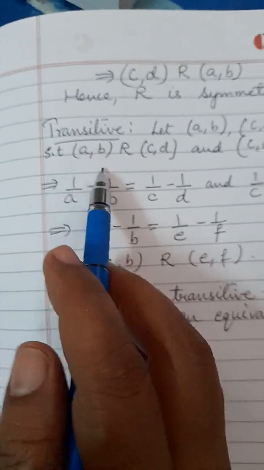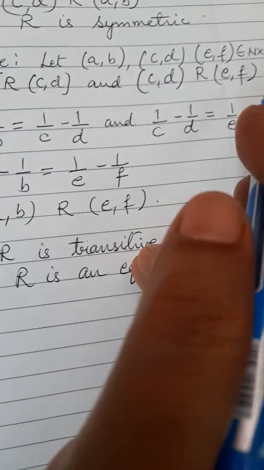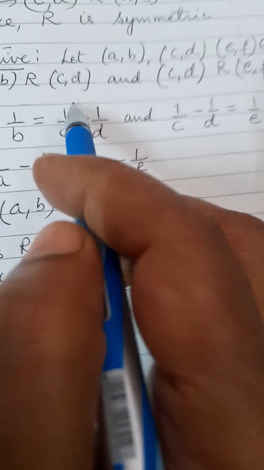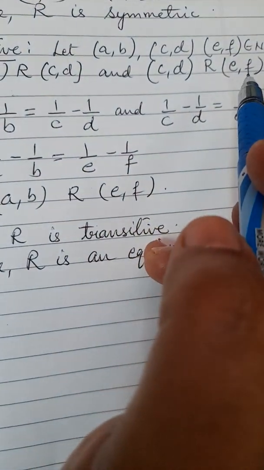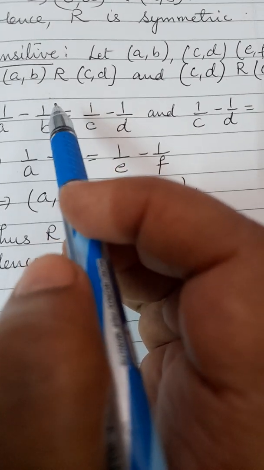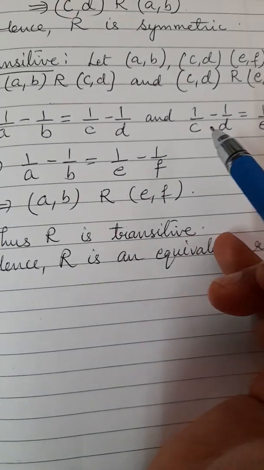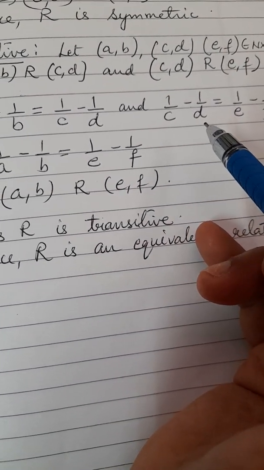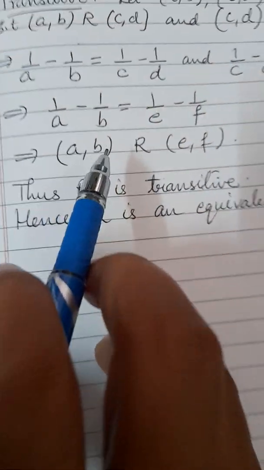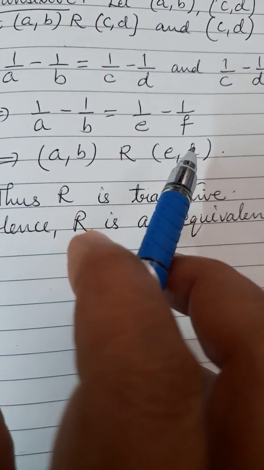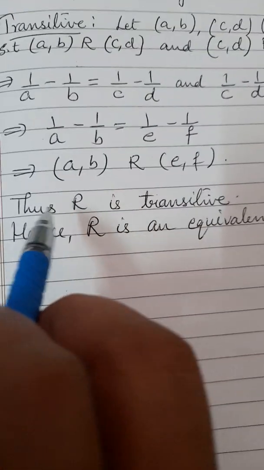Now come to the transitive case. In transitive, we have three elements (a, b), (c, d) and (e, f) belonging to N cross N, and there should be two relations which are continuous. Continuous means (a, b) related to (c, d) and (c, d) related to (e, f). If (a, b) is related to (c, d), I can say 1/A - 1/B = 1/C - 1/D, and (c, d) related to (e, f), I can say 1/C - 1/D = 1/E - 1/F. From here I can say 1/A - 1/B = 1/E - 1/F. This will imply that (a, b) is related to (e, f), and hence R is transitive.